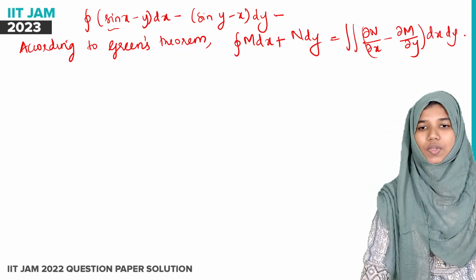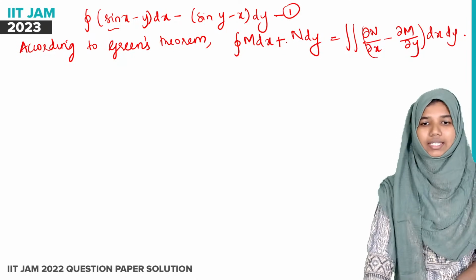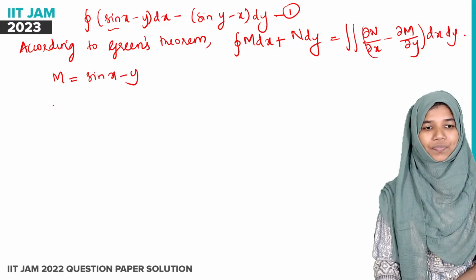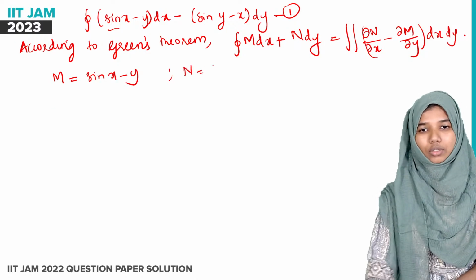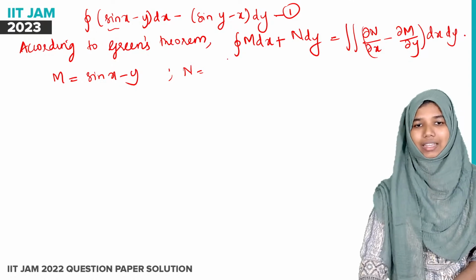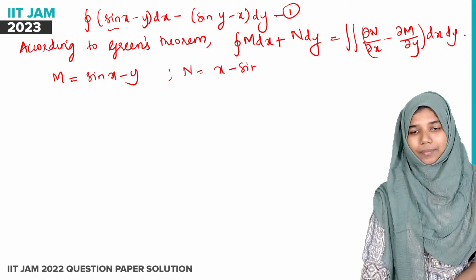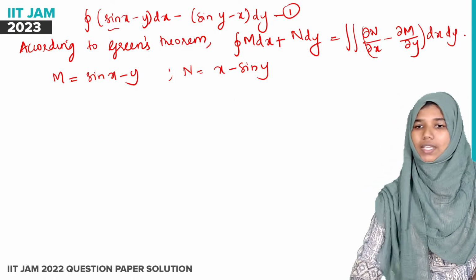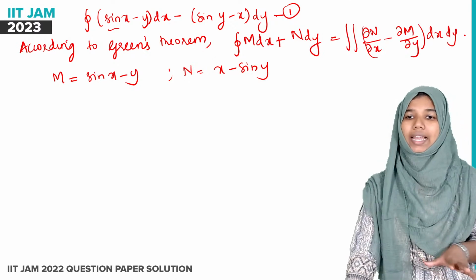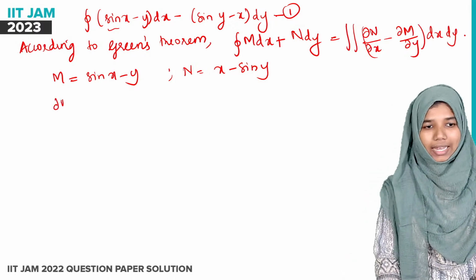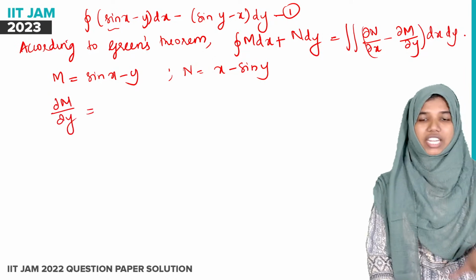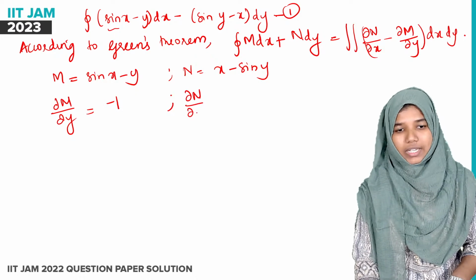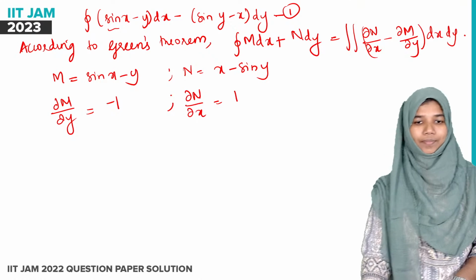Okay, so comparing equation number 1 with m dx plus n dy, m is equal to sin x minus y and n is equal to x minus sin y. Okay, n is equal to x minus sin y. Now when we use Green's theorem, we need the surface integral of del n by del x minus del m by del y. So del m by del y, differentiating m with respect to y, is equal to minus 1, and differentiating n with respect to x is equal to 1.